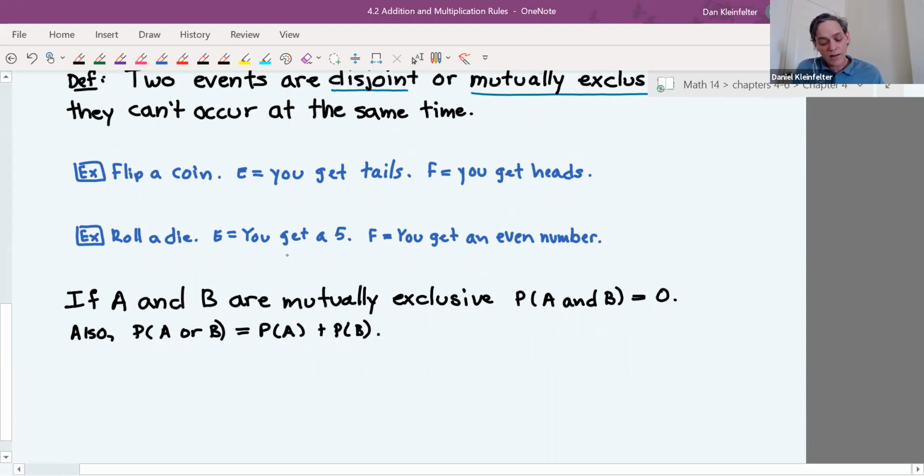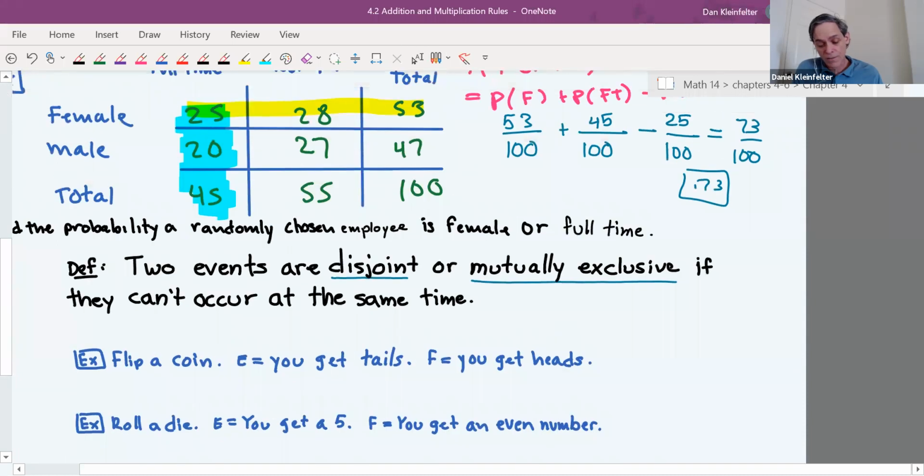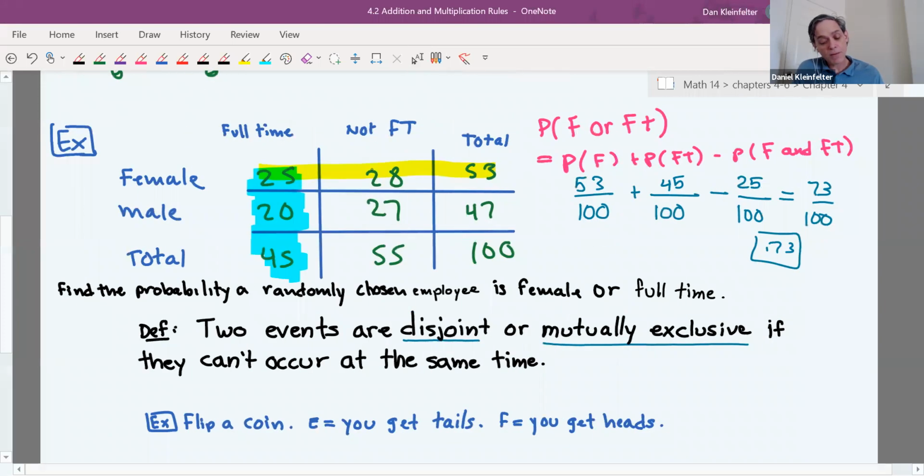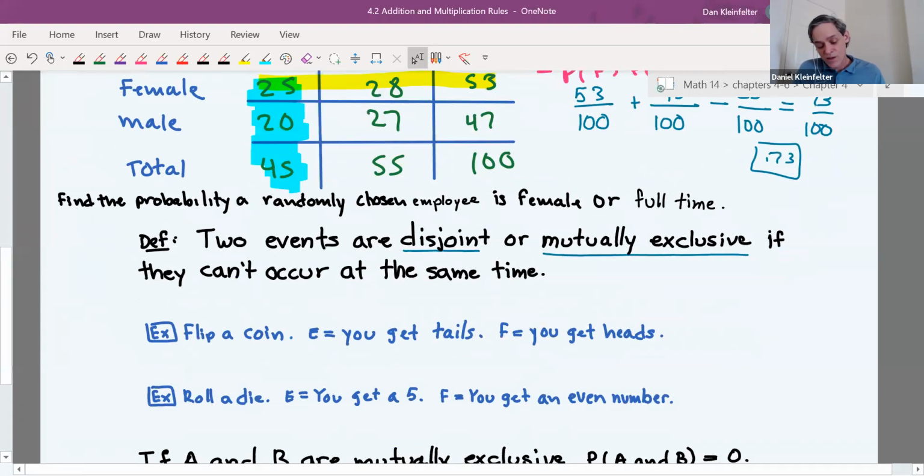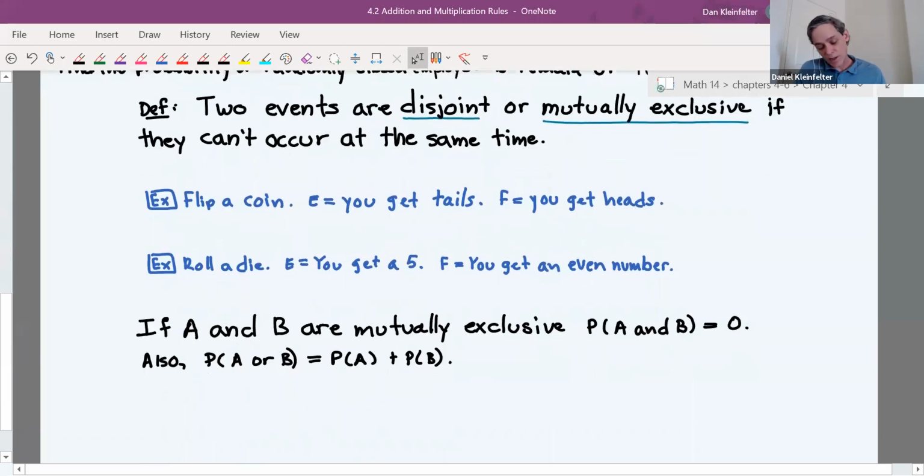Okay, roll a die. You get a 5. That's event E. Event F is you get an even number. Is it possible to get an even number that is a 5? No. Is it possible to get a 5 and also get an even number within one roll? It's not possible. Okay, so those are mutually exclusive or disjoint events. Going back to our employees, is it possible to get a female employee who is simultaneously full-time and not full-time? Well, she's either full-time or she isn't. Okay, it can't be both. So that would be mutually exclusive or disjoint.